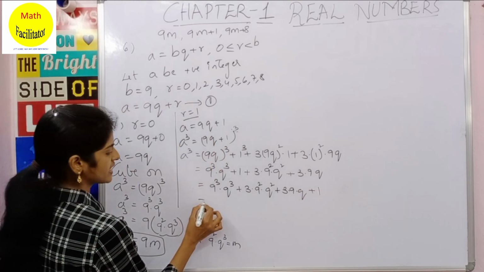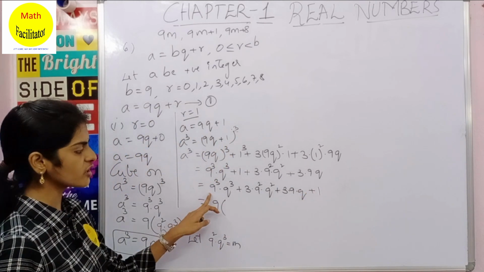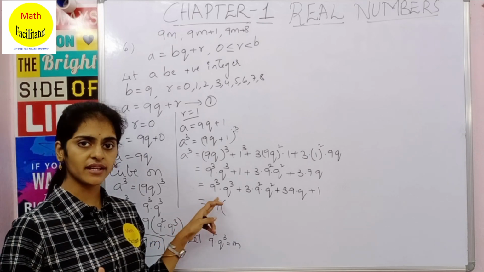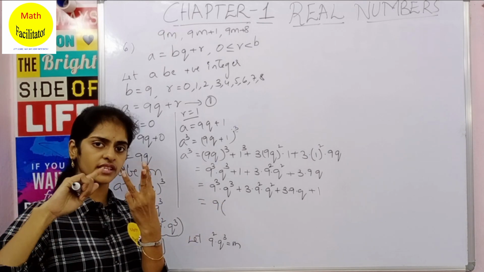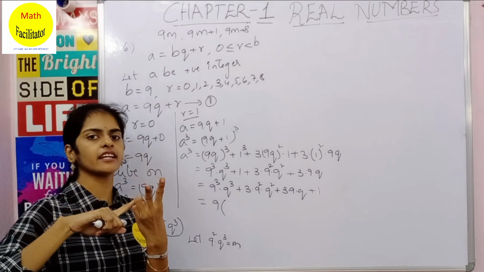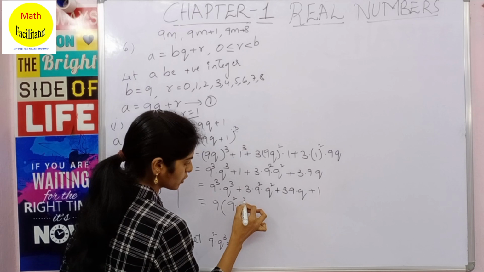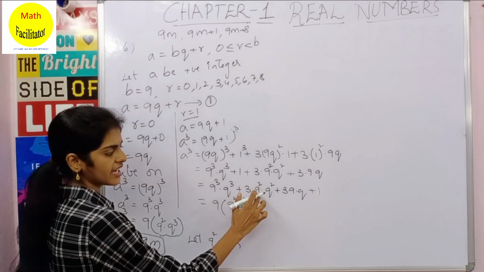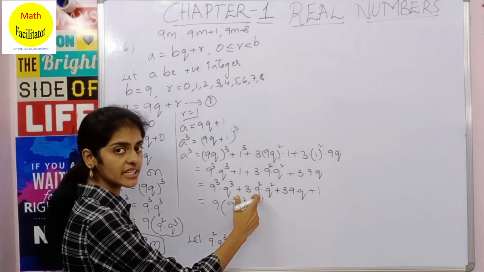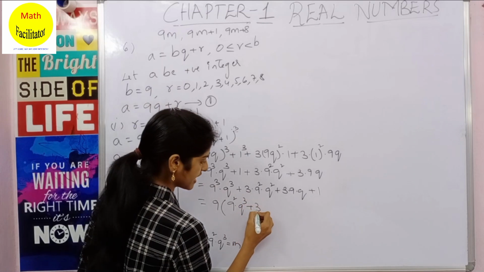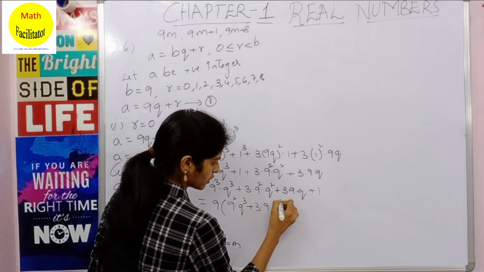Clear? So taking 9 common, what is left out here? 9 cube is nothing but 9 into 9 into 9. So 1 nine you are taking common, so you are left out with 2 nines. So it is 9 square into q cube plus, here also 1 nine you are taking common, so you are left out with how many 9s? 1 nine. So it is 3 into 9 into q square.